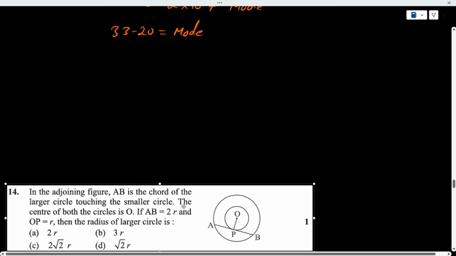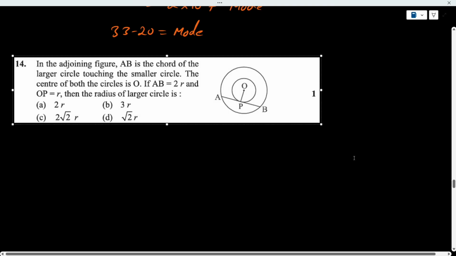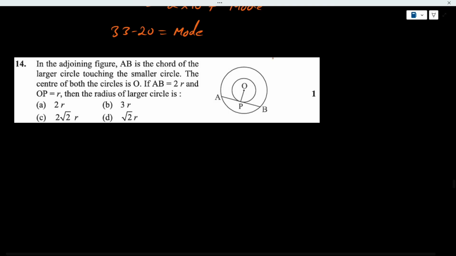Now if you see, 14th question, it is based on circles, right? That's why you will see in these MCQ type questions all different chapters' questions. Now question number 14, what is given here? The figure is already given. AB is the chord for the larger circle touching the smaller circle at P. So AB becomes tangent for the smaller circle, right? And the center of both the circles is O. That means both the circles are concentric circles.